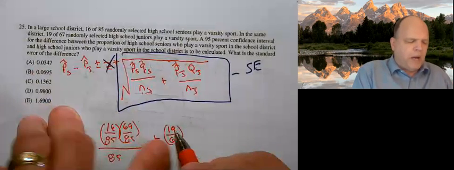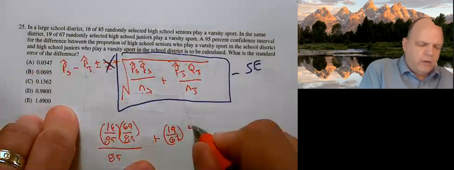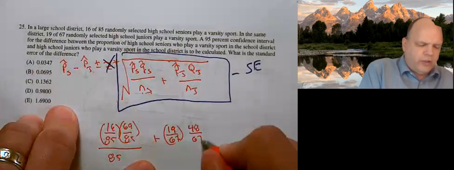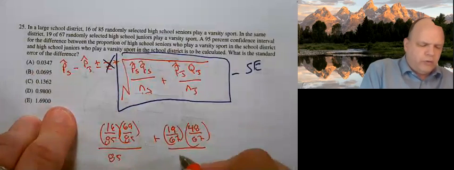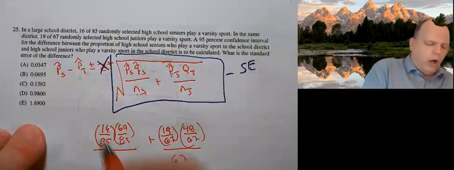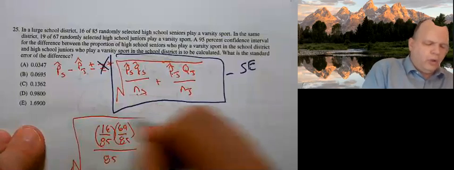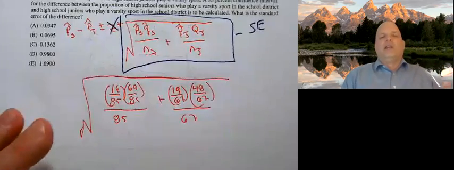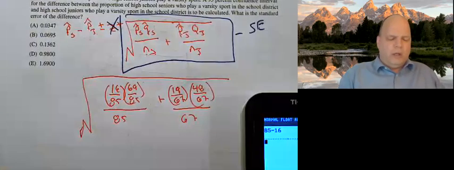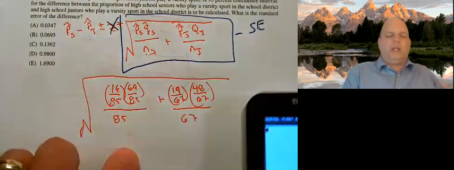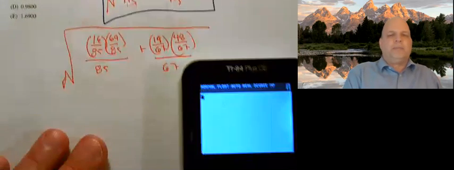And 67 minus 19 is 48. So this is 48 over 67. And my number of juniors is 67. And then we're going to throw all of this under the radical. So like I said, this is not a very pretty little exercise, but we can go ahead and get it done because of the calculator.